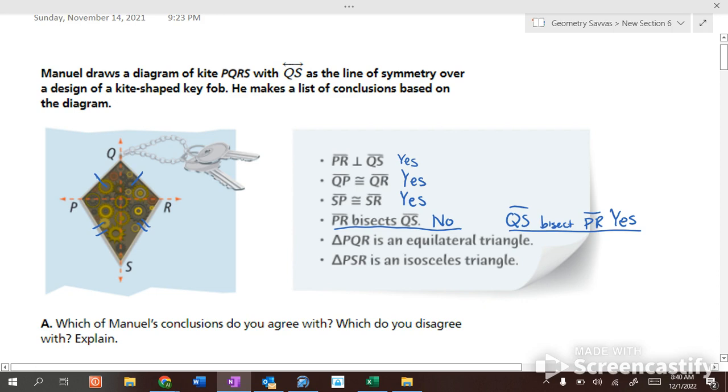Is PQR an equilateral triangle? In some instances, it could be, but does it have to be? No. Is PSR an isosceles triangle? Yes. Is PQR an isosceles triangle? Yeah. PQR has two sides congruent. That's isosceles. This triangle here is isosceles.